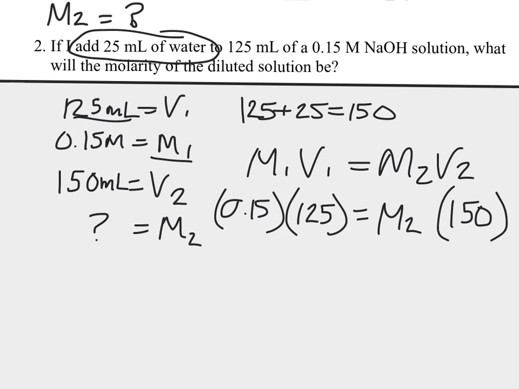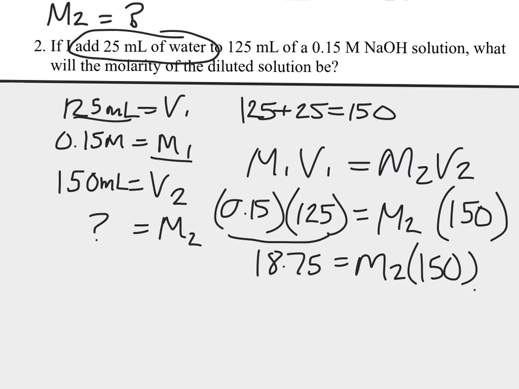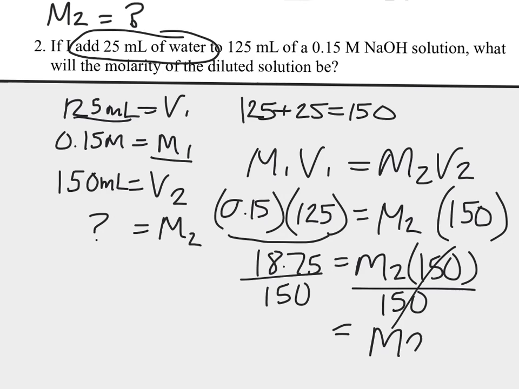All right, multiply those together and let's see what we get. 0.15 times 125 gives me 18.75. And now that I finish up my equation, I am going to get M2 by itself. So I'm going to divide by 150 on both sides. By doing so, that is going to get me M2 by itself. And I end up with a small number of 0.125 molarity. Uh-oh, now does that make sense?